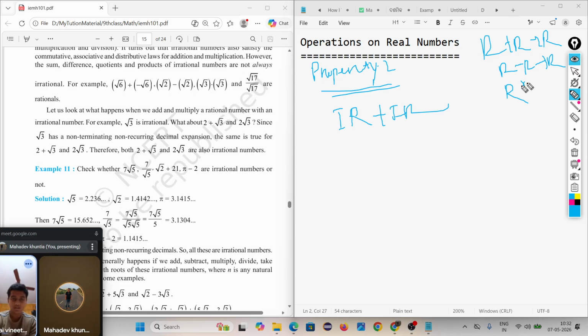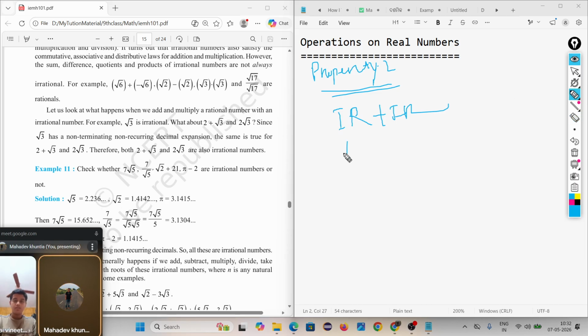Rational multiplied by rational, your answer will be rational. Rational divided by rational, your answer will be rational. But here I am telling irrational plus irrational, then irrational minus irrational, then irrational into irrational, irrational divided by irrational. What are you thinking? Your answer will be what?